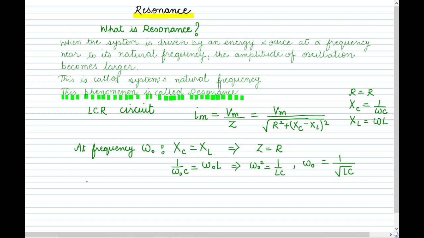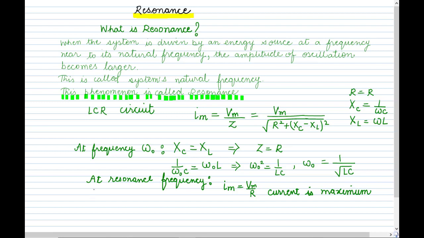So if we consider this particular frequency as the resonance frequency, we can say that at resonance frequency omega naught, Z is minimum and current I is maximum, because I is equal to Vm upon R only. So we can say that the current is maximum. So this simply gives us the condition of resonance.